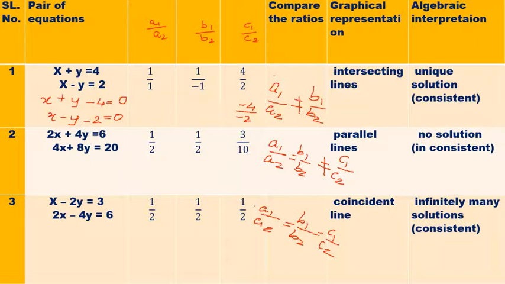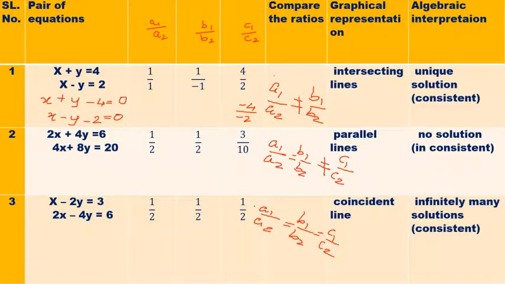If by comparing the coefficients you get A1 by A2 not equal to B1 by B2, then you get intersecting lines. Okay. If A1 by A2 is equal to B1 by B2 not equal to C1 by C2, then you are getting parallel lines. Parallel lines means there will be no solution. Then A1 by A2 equal to B1 by B2 equal to C1 by C2. If all the three coefficient ratios are equal, then it is the one and the same line, children. We call it a coincident line. So if all the three ratios become equal, then it is coincident.